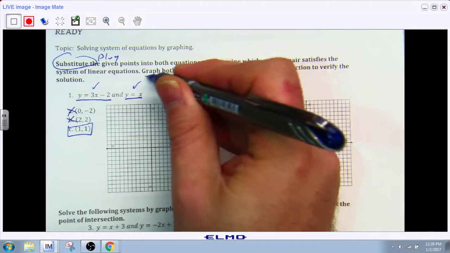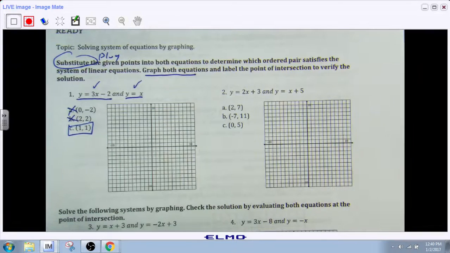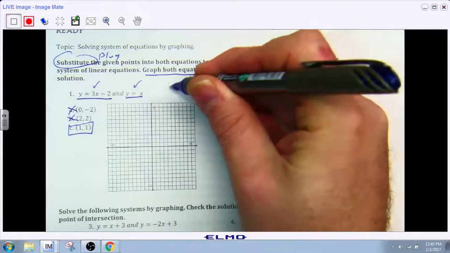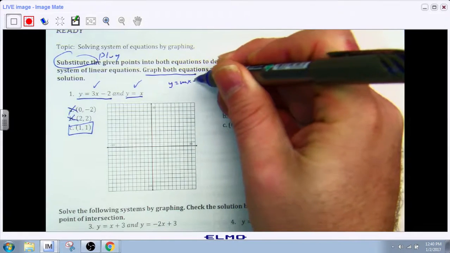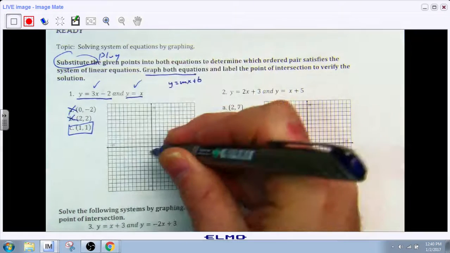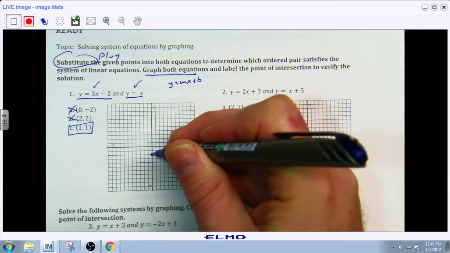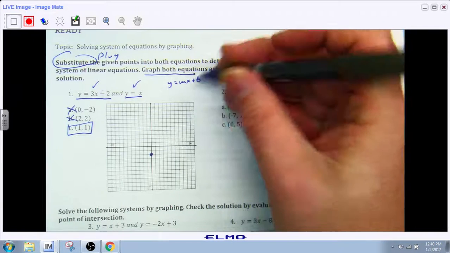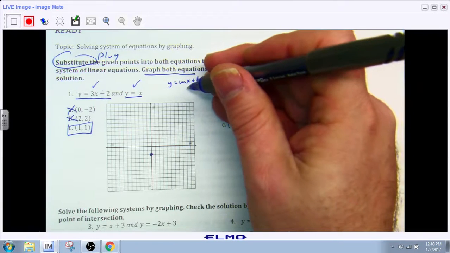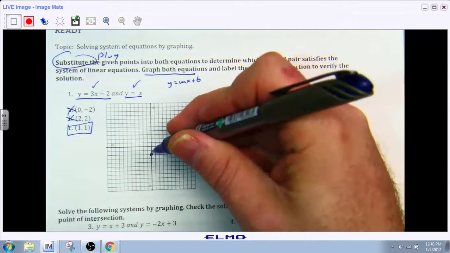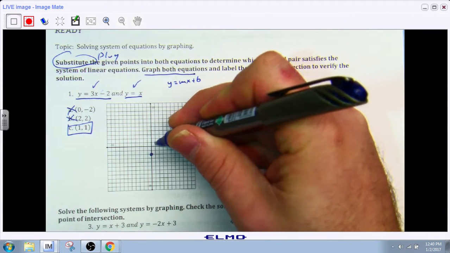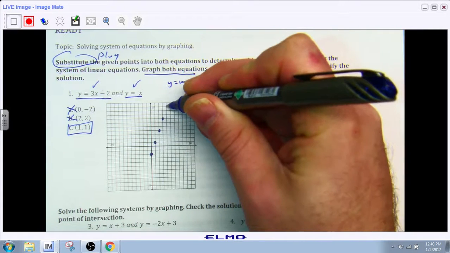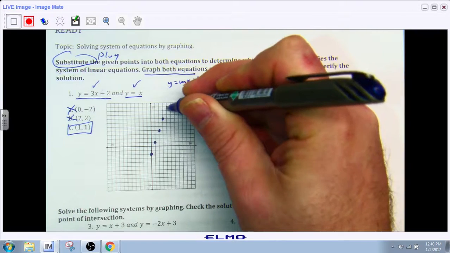It then wants us to graph both equations and label the point of intersection. I'll start with y equals 3x minus 2. That's simply y equals mx plus b form. My b is -2, so I cross the y-axis at -2. That's what the b is, the y-intercept. And my m, which is my slope, is 3. That means I go up 3, 1, 2, 3, over 1, up 3 over 1, and so on.